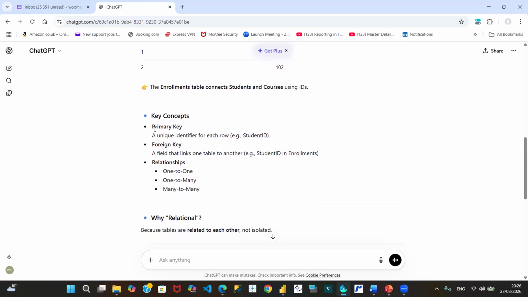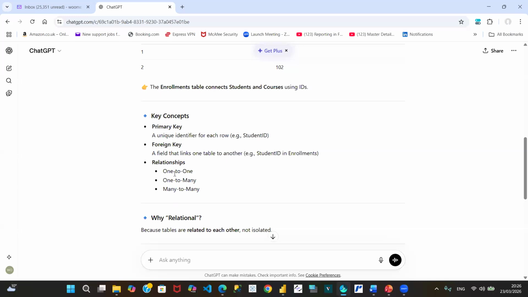Okay, let's see. It says primary key, a unique identifier for each row, e.g. student ID. Foreign key, a field that links one table to another, e.g. student ID in enrollment. Can you see the same student ID that is a primary key on the student table? That has to be stated: student ID is the primary key on the student table. It becomes a foreign key on the enrollment table because it is used as a link to form relationships. And because, again, it can be duplicated, it is no longer necessary for it to be unique here. Okay.